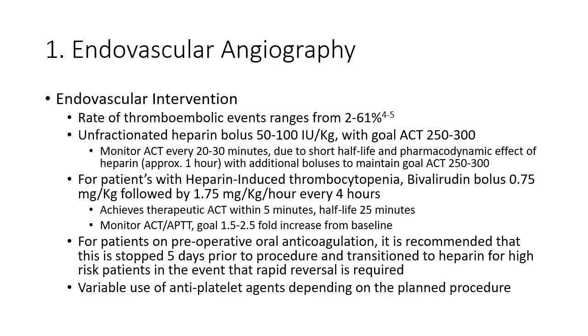Patients with a history of heparin-induced thrombocytopenia, or HIT, require special care. For these patients, we recommend an initial bolus of 0.75 milligrams per kilogram of bivalirudin, followed by 1.75 milligrams per kilogram per hour, given every 4 hours. ACT and aPTT should be monitored with a goal of 1.5 to 2.5 fold increases from baseline. After bivalirudin is given, a therapeutic ACT is usually achieved within 5 minutes.